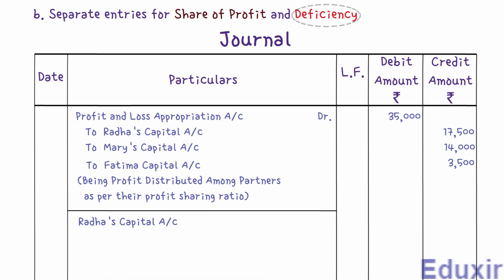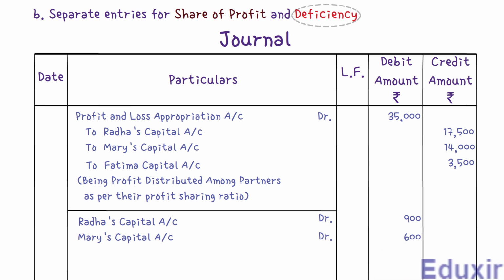Let us then write the text DR to indicate that this is a debit entry. Let us then write the corresponding debit amount of 900 rupees into the debit amount column. Let us then write partner Mary's capital account as the next debit entry. Let us then write the text DR to indicate that this is also a debit entry. Let us then write the corresponding debit amount of 600 rupees into the debit amount column.